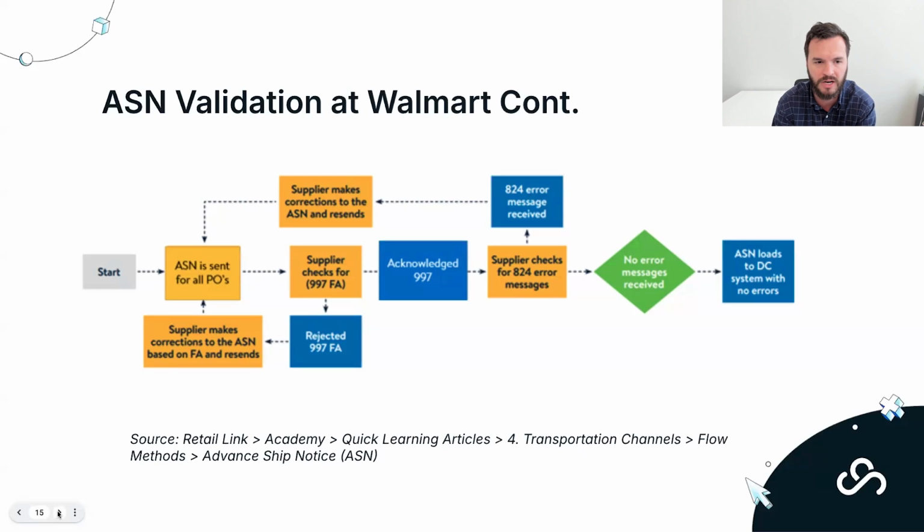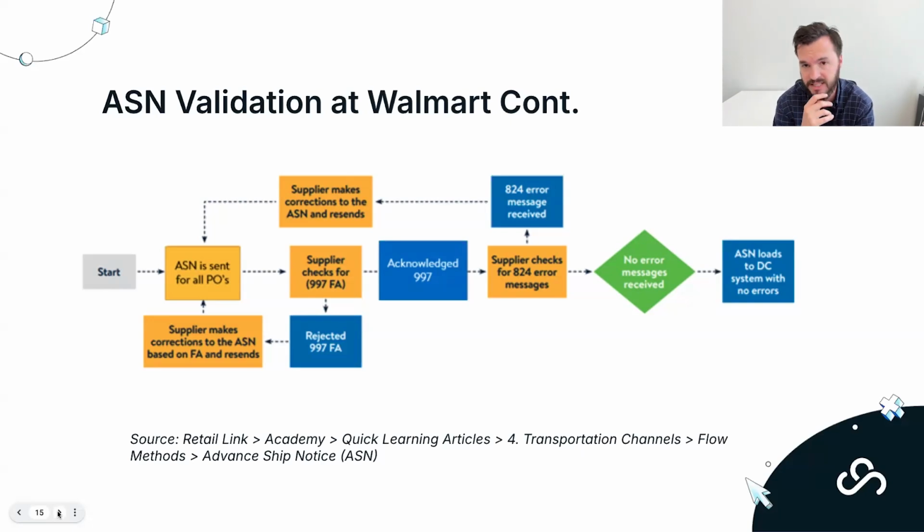And then the supplier is going to make corrections to the ASN based on the FA and resend. So this is kind of vague language. Most of the time, a rejected 997 is saying you should go talk with your EDI provider. Again, this is not Walmart's official technical language for what a rejected 997 actually means, but that's my interpretation of it. There's something wrong at a very fundamental level with this ASN, and it's something you should take up with your EDI provider. It's probably not the right code, or there's some essential piece of information missing from the document, so it's not being received as an actual ASN by Walmart.